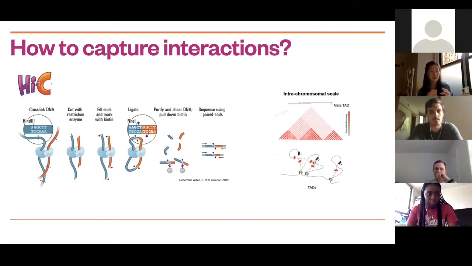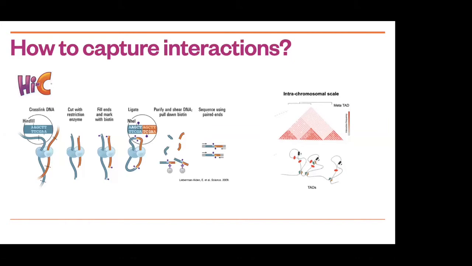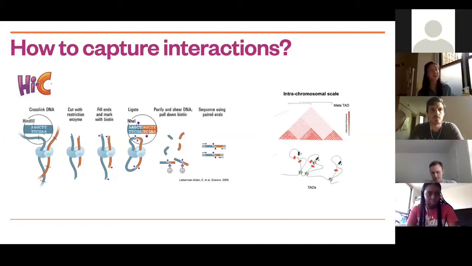Once you have all these contacts that are now chopped out, you can label them. We label them with a component called biotin. It's a biochemical component that's very useful because it's very specifically recognized by another component known as streptavidin. So we take advantage of this very specific and strong bond between biotin and streptavidin, and use that to isolate all these chopped up crosslinks that we've labeled.